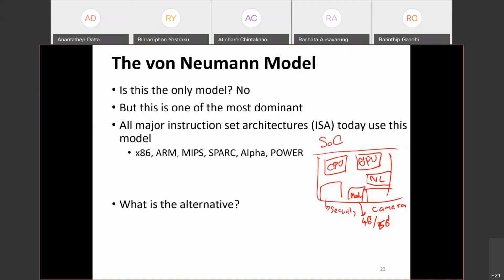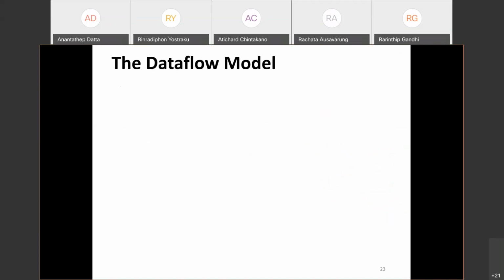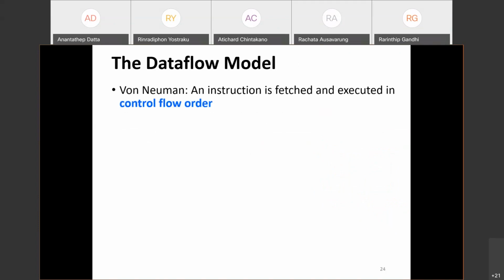So what's the alternative to the von Neumann model? Let's come back to the von Neumann model. It is iterative programming, running line by line by line by line. The alternate model, which will be the main focus of the class, is called the dataflow model. What is the dataflow model? Instead of running things in control flow order, where control flow means I'm going to run the first line, second line, third line, and if there's an if-else, you look at whether you go to the if or to the else.